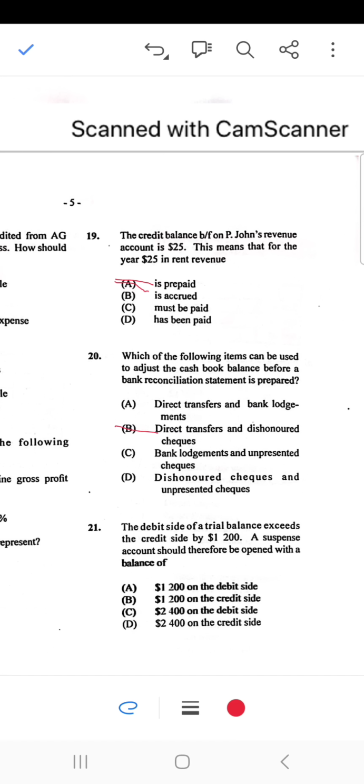Number 21, the debit side of the trial balance exceeds the credit side by $1,200. A suspense account should therefore be opened with a balance of, so if the debit side is bigger, then you will need the balance on the credit side in order to make both sides equal. So you're going to put 1,200 on the credit side to make both sides equal.